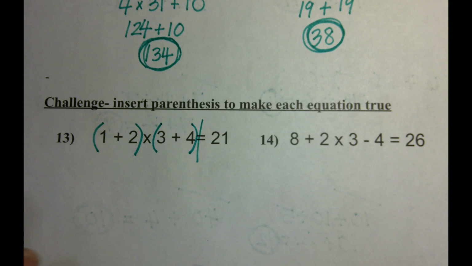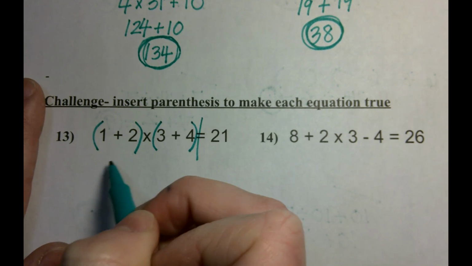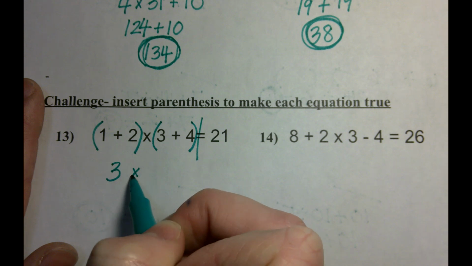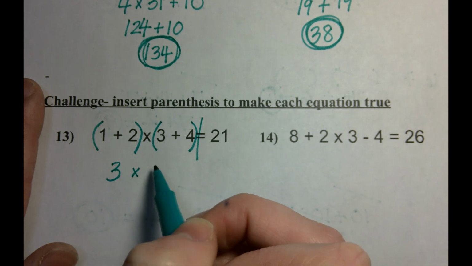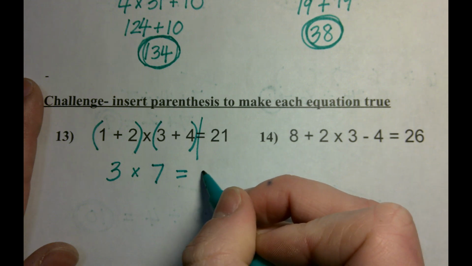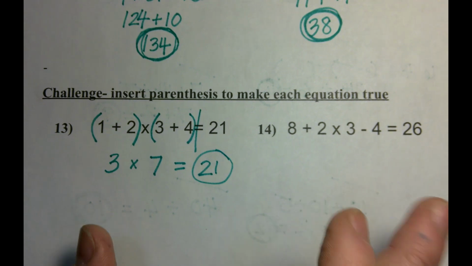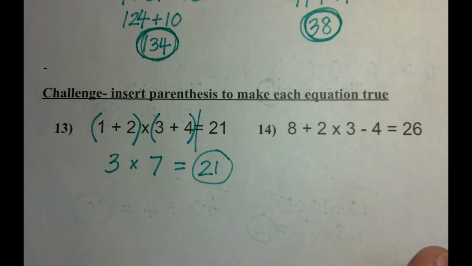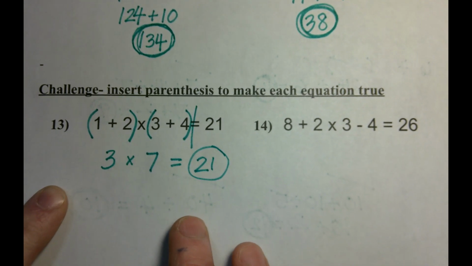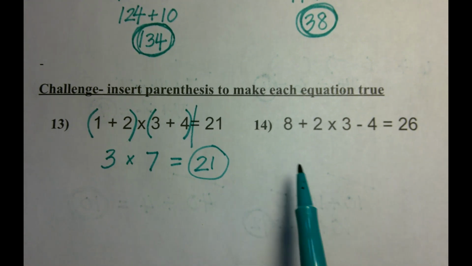That one is so tricky, but look at this. Watch this, guys. 1 plus 2 is what? 3 times what's 3 plus 4? 7. What's 3 times 7? 21. That's awesome. If I give you something like this, it'll be a bonus question. I'm not asking you to be able to do this, but that's pretty amazing. That is cool. Pretty cool, right? How about number 14?